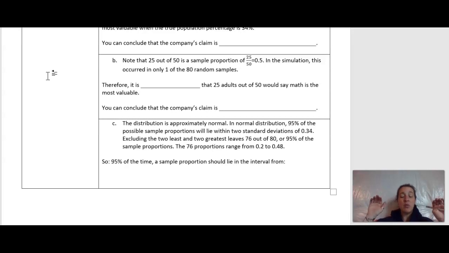Because each one of them was 1 out of 50, right? So that gives me about 95% of my data. So then my 76 proportions are from 0.2 to 0.48. So 95% of the time, a proportion would lie in that interval from 0.2 to 0.48. Okay, this is not something you're going to have to be epically good at. So now the really big thing I want you to focus on for this section in this lesson is really that margin of error, because that is going to be something that matters a lot. So that's where I want you to focus.